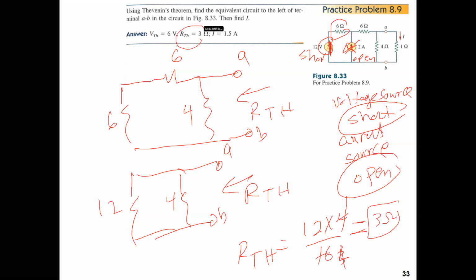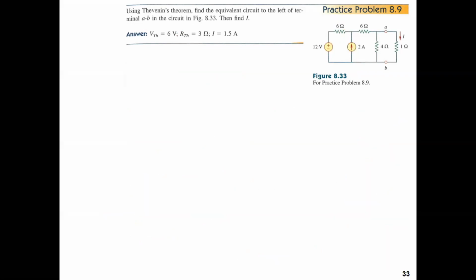Now, to find I, simply we draw the equivalent circuit, Thevenin equivalent circuit, and we add to it the 1 ohm resistor, the one that we already removed. So remove, find the equivalent circuit, put the R load back. These are the steps of solving the problem using the Thevenin equivalent technique. Remove the load, find VTH, RTH, draw the new circuit, VTH in series with RTH, then reconnect the R load.